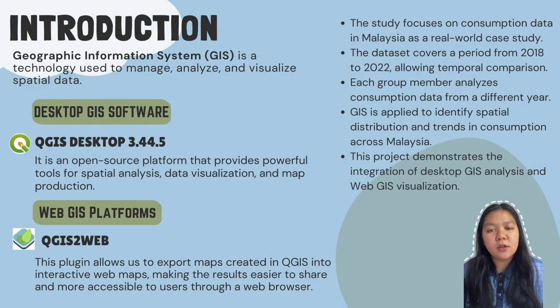The study focused on consumption data in Malaysia, covering a period from 2018 to 2022. Each member of our group analyzed data from a different year, which allows us to observe temporal trends and compare changes over time. Using GIS, we are able to identify the spatial distribution and patterns of consumption across Malaysia. This not only highlights areas of high or low consumption, but also helps in understanding regional differences.